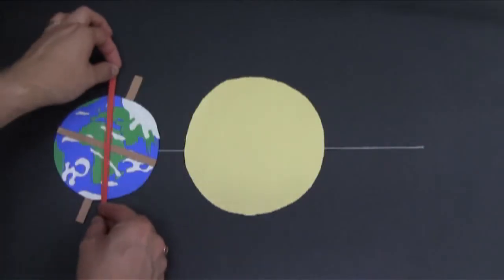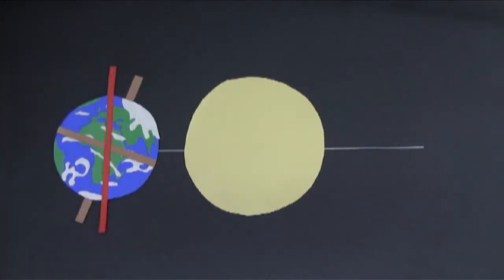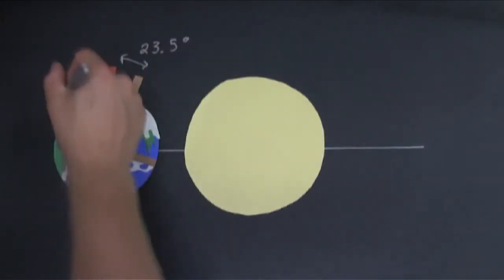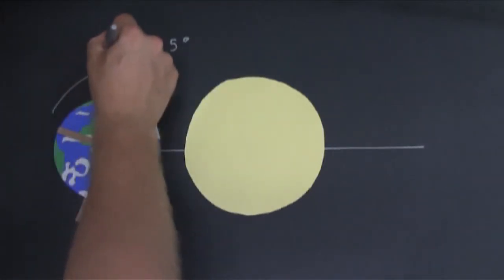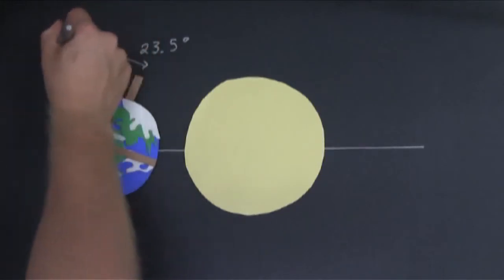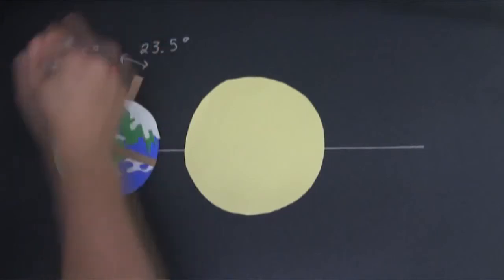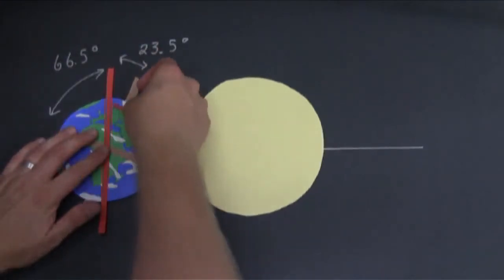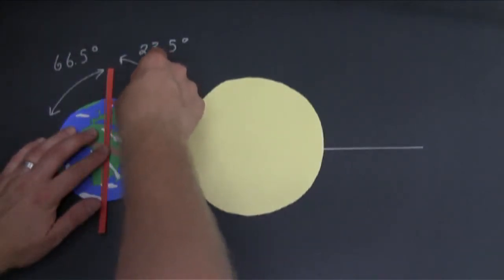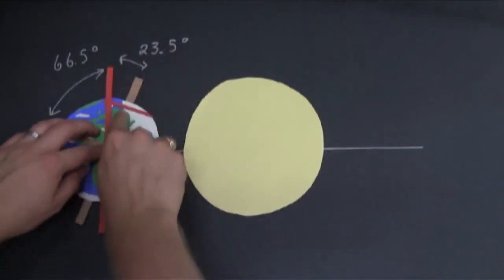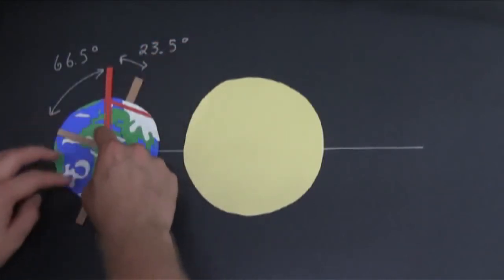Let's put a line through the Earth that's perpendicular to the orbital plane. We know that this angle here is 23.5 degrees. That means that this angle here, between our vertical line and the equator, is 90 minus 23.5 degrees. That's 66.5 degrees. We can draw a circle around the Earth at the point where the line perpendicular to the orbital plane touches the Earth's surface. This circle is 66.5 degrees of latitude north of the equator.